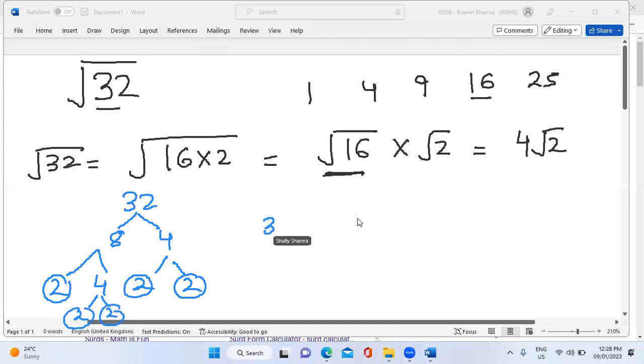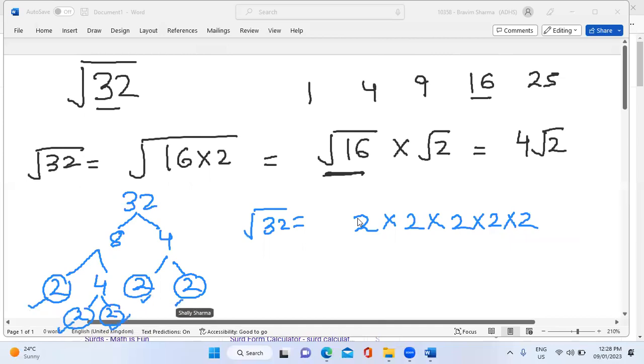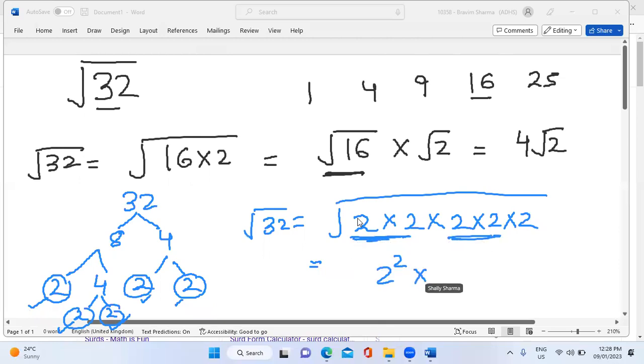So I can see that the square root of 32 can be written as 2 times 2 times 2 times 2 times 2. 1, 2, 3, 4, 5. Now forming the pairs of 2's, I have 2 squared times 2 squared times 2.